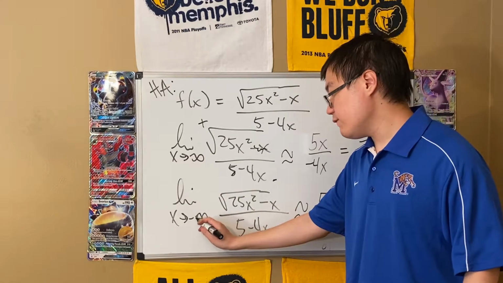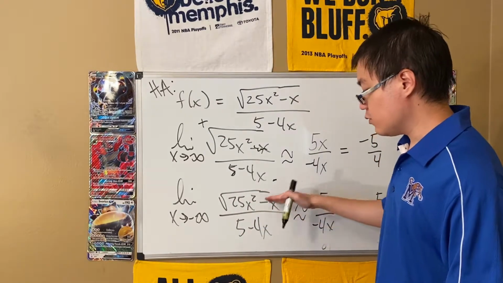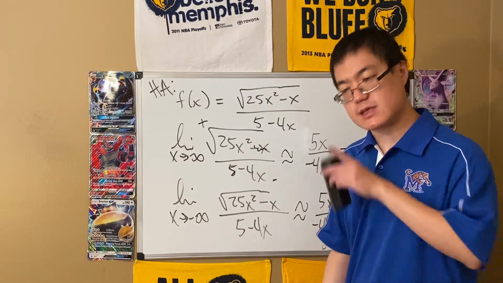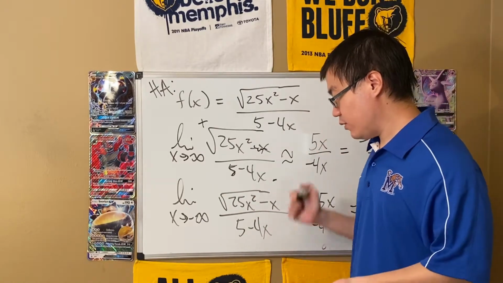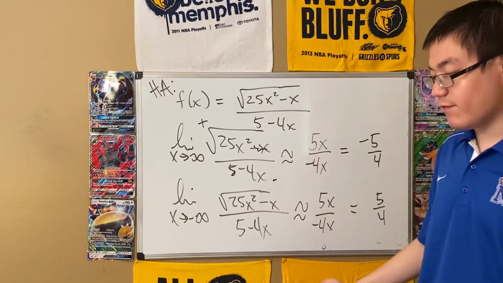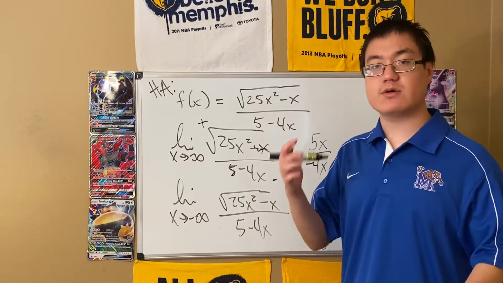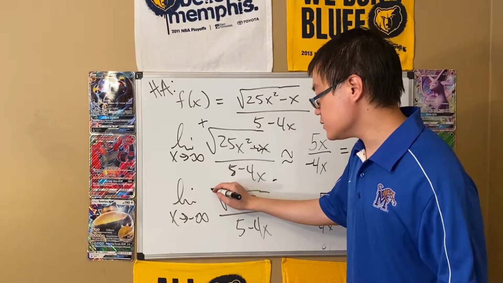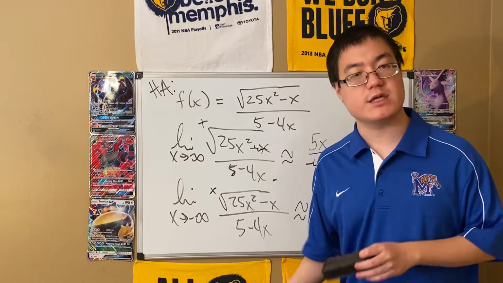When you plug in negative infinity in the top here, again, we're ignoring this -x because it's not the biggest guy. We don't care about the biggest guy, we only care about the culprits of the thing. So when you plug in negative infinity, when you square that and you square root it, the negative goes away. So you're going to still be left with something positive on the top.